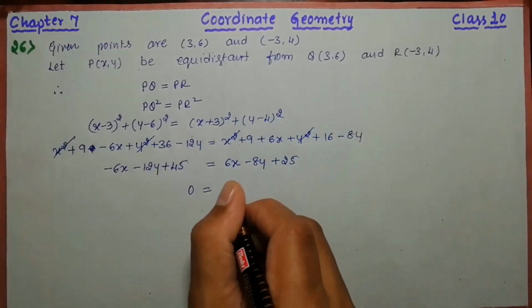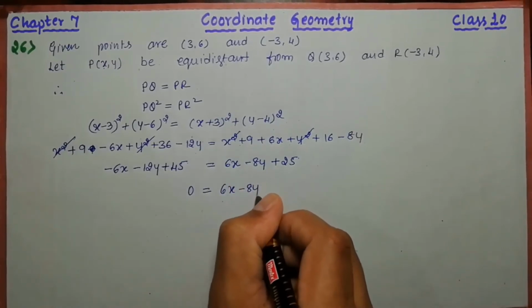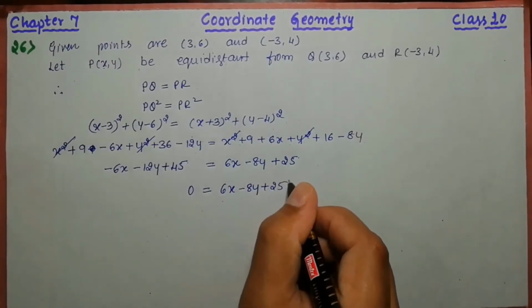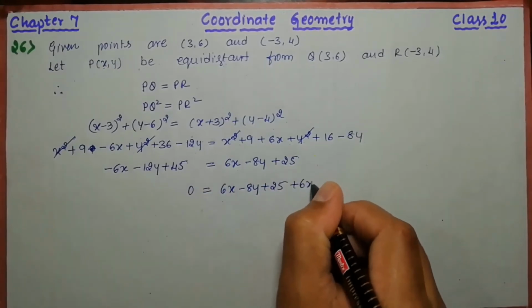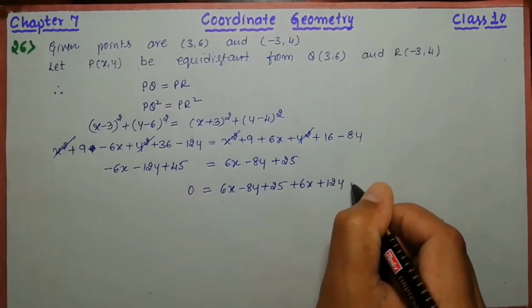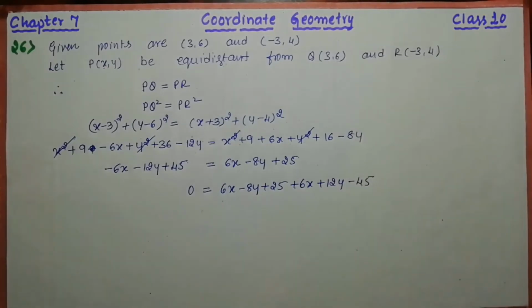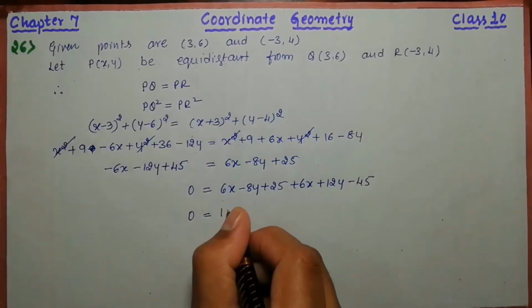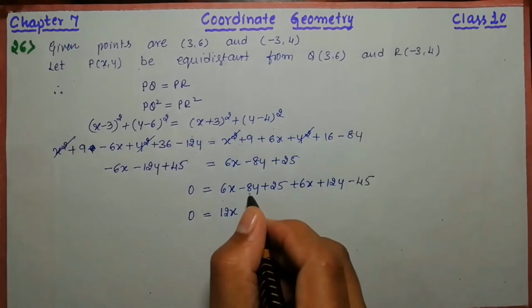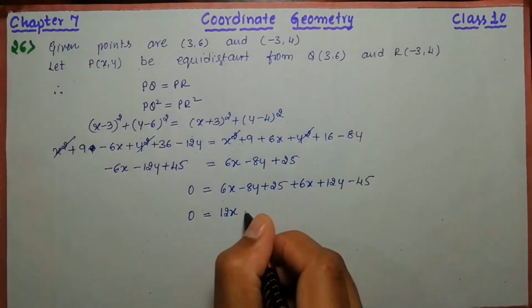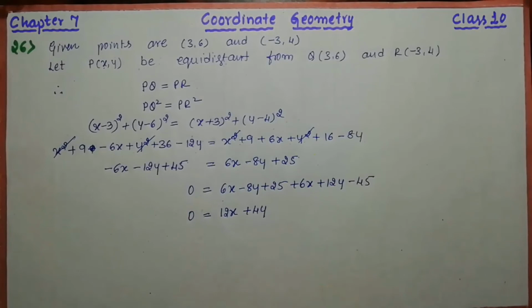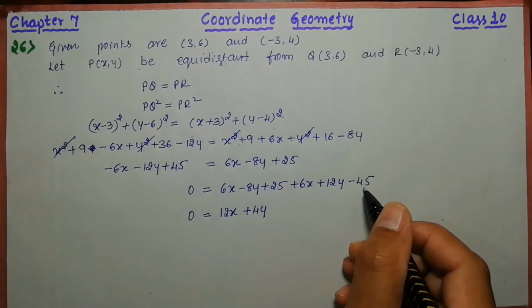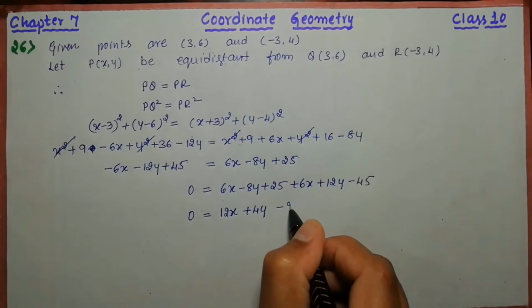First I'm going to write these terms as they are, 6x minus 8y plus 25, and then here it will become plus 6x, and then plus 12y, and then minus 45. So now you need to simplify this one. 0 is equal to 6x plus 6x means it will become 12x, and then minus 8y plus 12y, it will become plus 4y, and then 25 but minus 45. So you will get what? 25 minus 45 will become minus 20.